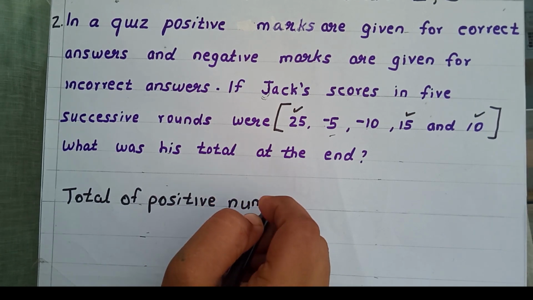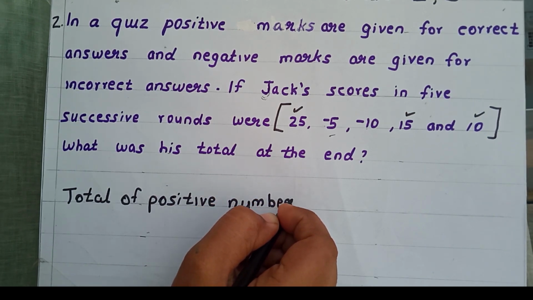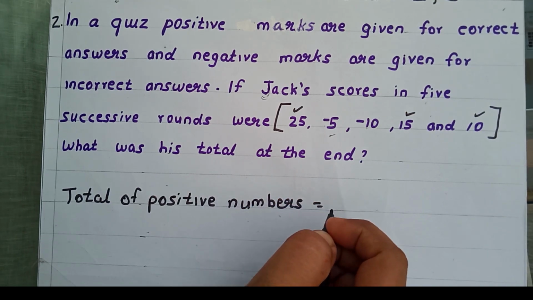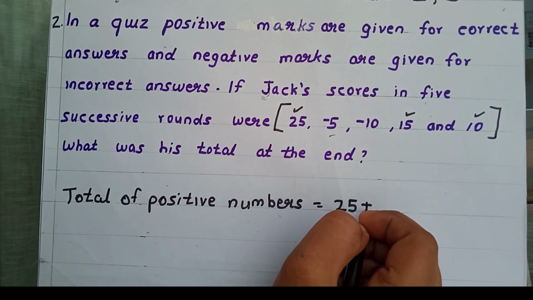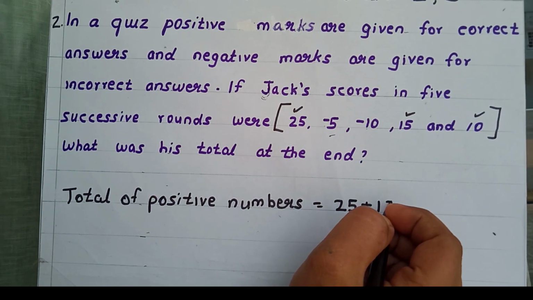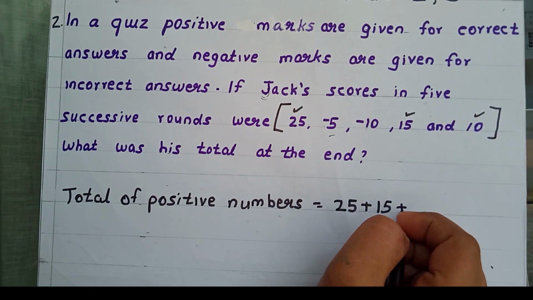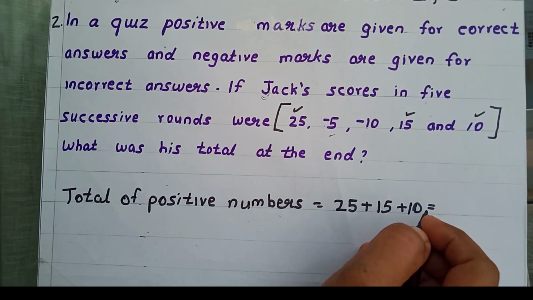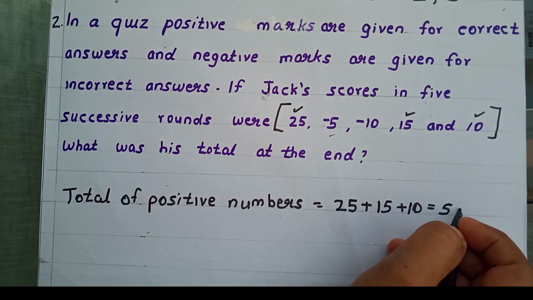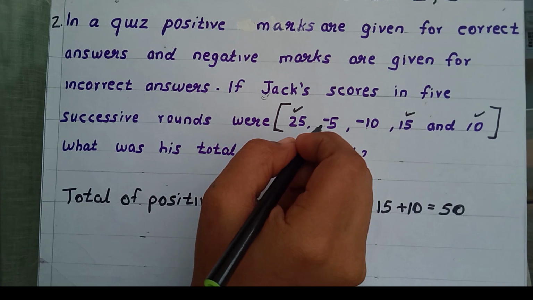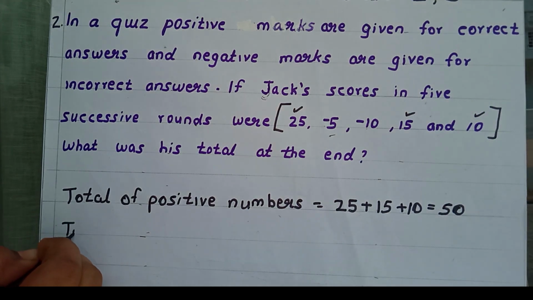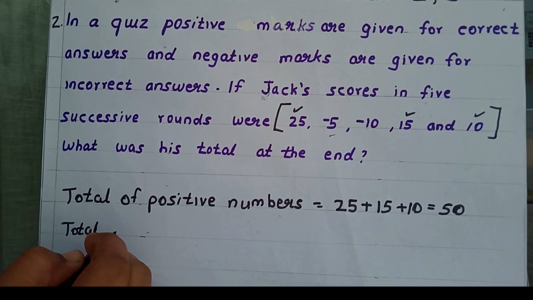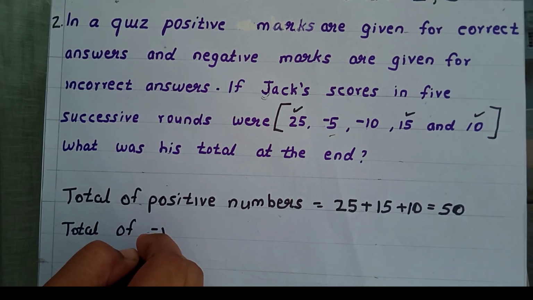What are the positive numbers here? Total of positive numbers. Positive numbers are 25 plus 15 plus 10. After adding these 3 numbers, we will be getting 50. Then going to find, what is the total of all negative numbers? Total of negative numbers.